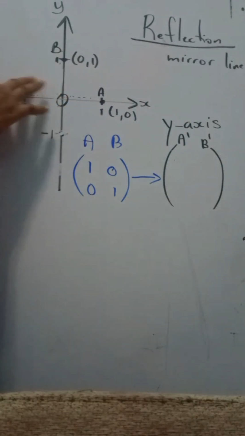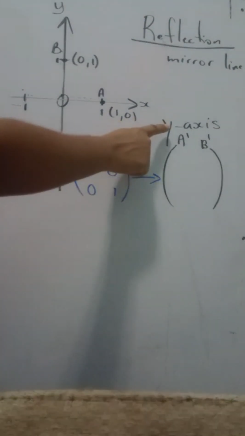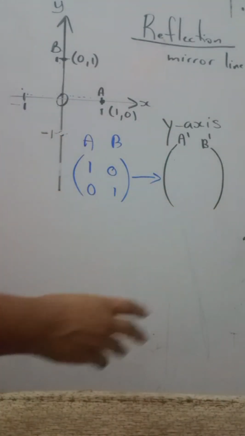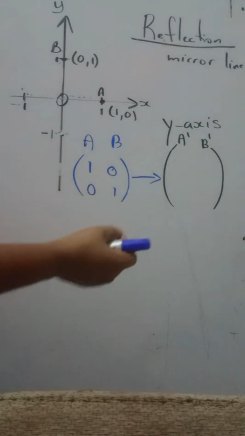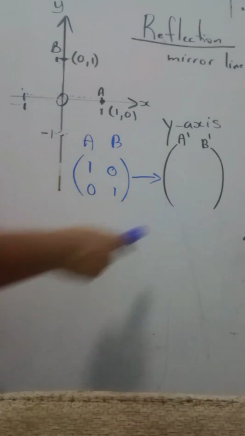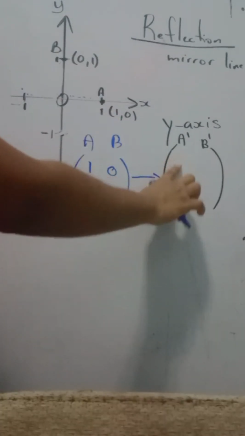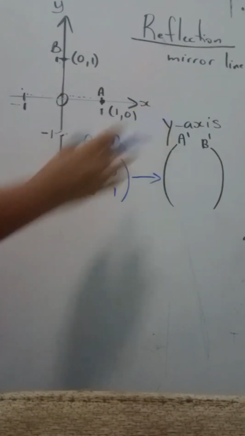So let's explore. I want to create this 2 by 2 matrix that represents this reflection in the y-axis, and after creating it, I can use it for all reflections in the y-axis where I want to transform a point or an object using this matrix. So let's explore A, and where A prime is. What is the matrix that would be used to reflect A prime in the y-axis?